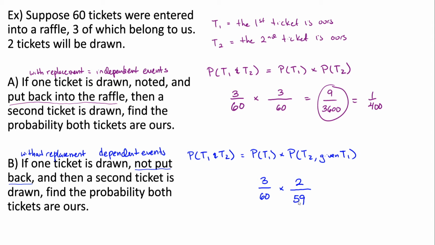So 2 out of 59 is the probability that the second ticket is ours, given we already got one of our tickets out the first time. So we multiply these two together, and we would end up getting 6 out of 3,540, which you could also reduce to 1 out of 590.